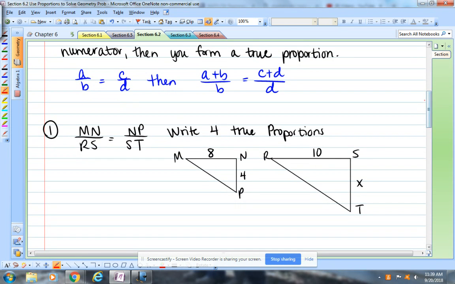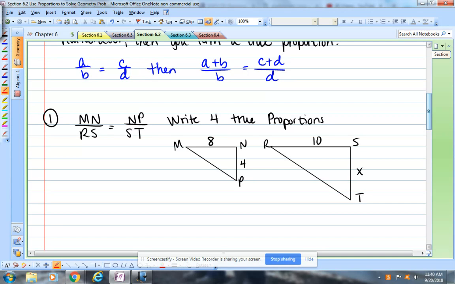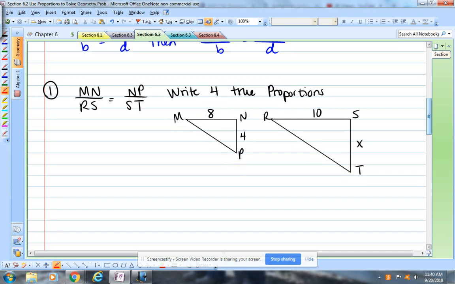So here are some examples of using our proportionality statements. First, they just want us to write four true proportions from the information. They give us two triangles and their measures, and they give us a proportion that says the length of MN to the length of RS equals the length of NP to the length of ST.